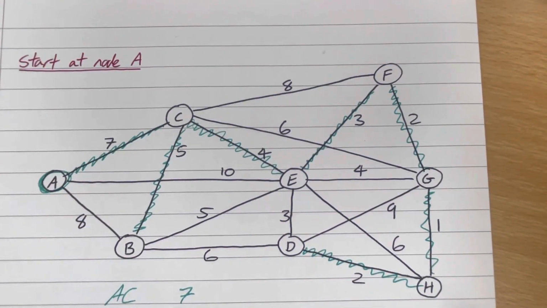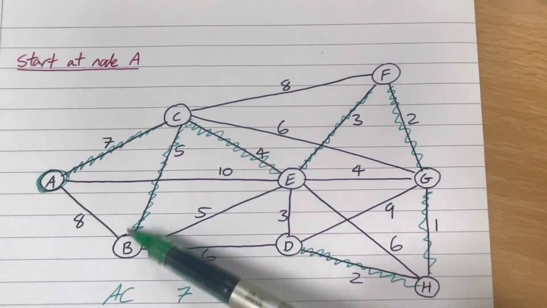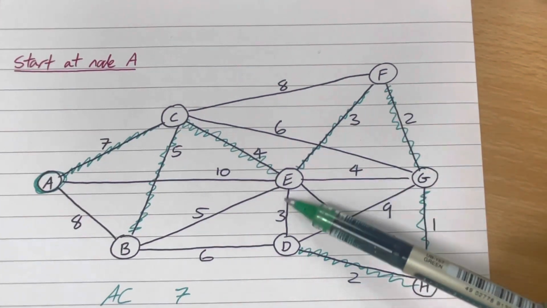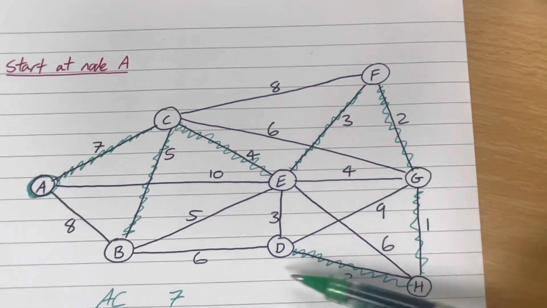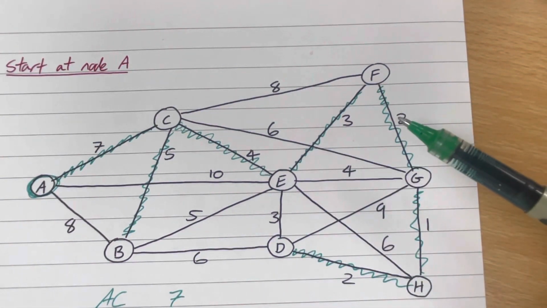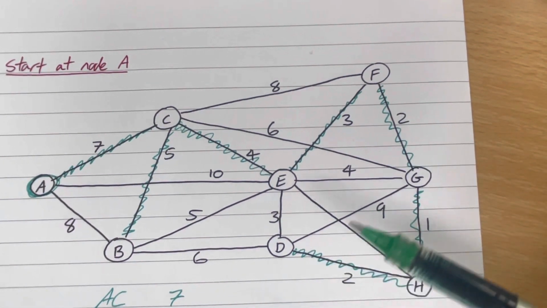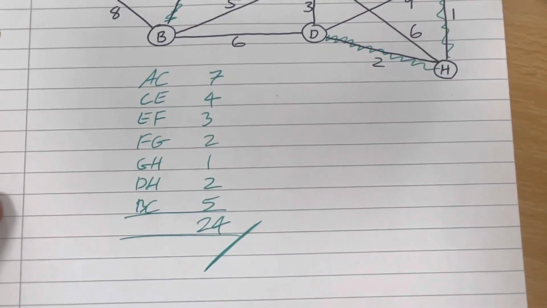There's a couple of different options actually for this one. I could have chosen that 5 instead of that one, and I could have chosen that 3 instead of that one. So there are actually 4 different minimum spanning trees for this network. All of them have a total weighting of 24.